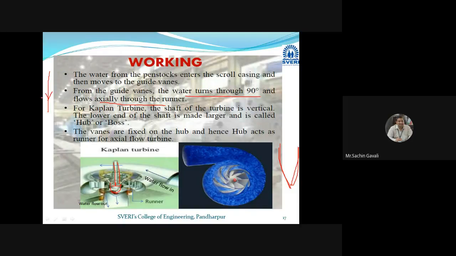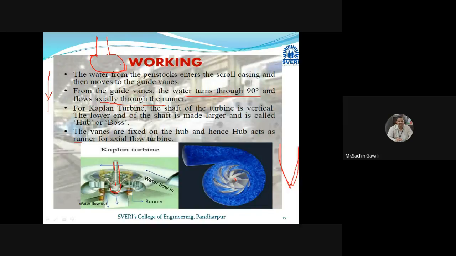For the Kaplan turbine, the shaft of the turbine is vertical, and the lower end of the shaft is made larger and is called the hub. The vanes or moving blades are attached to it. The vanes are fixed on the hub, and hence the hub acts as a runner. So the construction is like this: the shaft is there, and this shaft is made larger at the lower end, and on this hub the runner vanes or blades are attached.